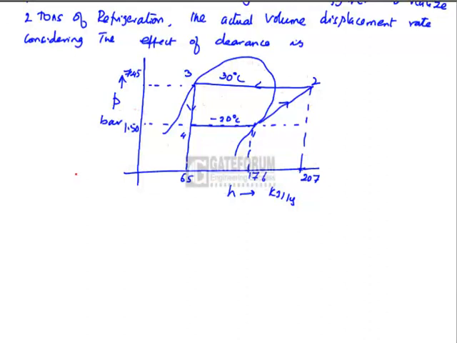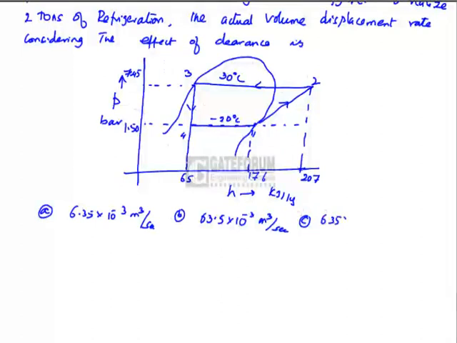The compressor displacement rate, the answers were given as options. That is A, 6.35 into 10 power minus 3 meter cube per second. B, 63.5 into 10 power minus 3 meter cube per second. C, 635 into 10 power minus 3 meter cube per second. D, 4.88 into 10 power minus 3 meter cube per second.